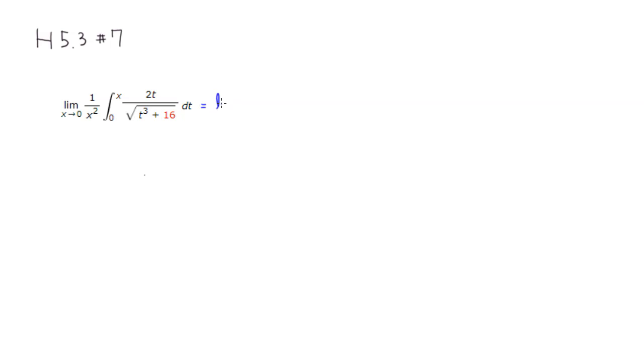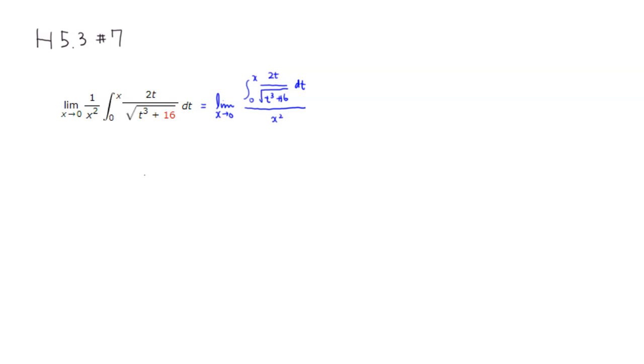So you have the limit as x approaches 0. The numerator is an integral from 0 to x of 2t over the square root of t cubed plus 16, with respect to t. And the denominator is x squared.